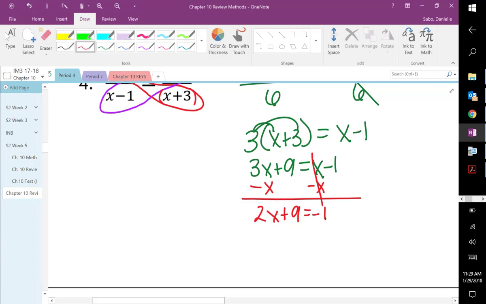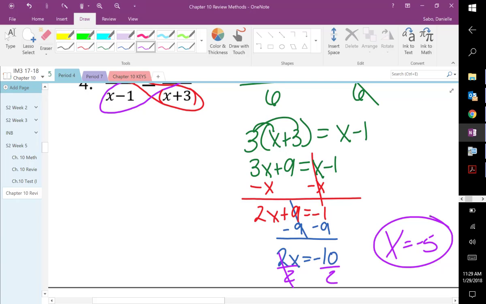Now what would I do to solve for x? Yeah, subtract 9. Very good. And I get 2x equals negative 10. What's my final step? Divide. x equals negative 5. Okay, I know that was a lot of work. I get that. I know this is a lot of algebra. But you're at a point where you're almost seniors and you're fully capable of it.